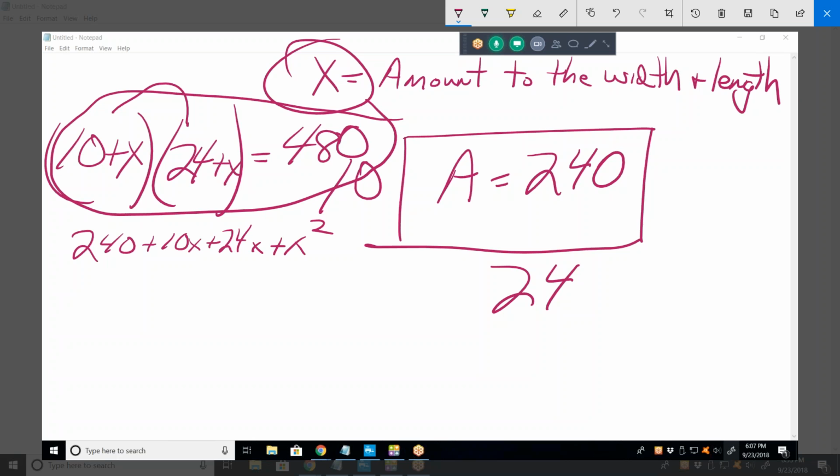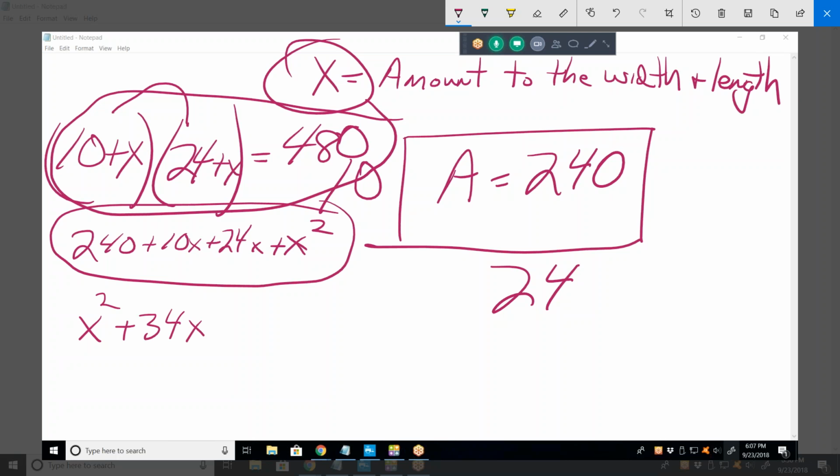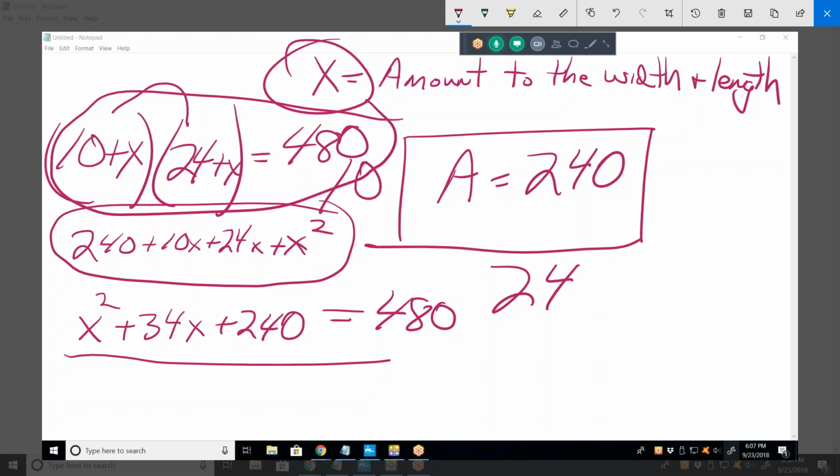Okay. Now, simplify and combine that. And write it as a regular polynomial where you always put the highest exponent first. So I know that x squared is the first term. How many x's do we have? Okay, so that's 34x, and the only number is plus 240, and that's all equal to 480, right? So now we're on this line here. What's the next step?